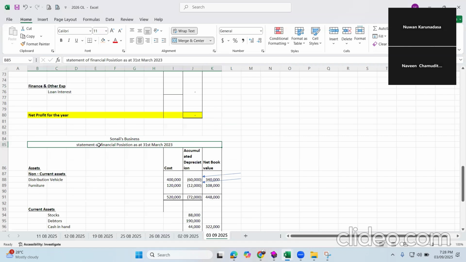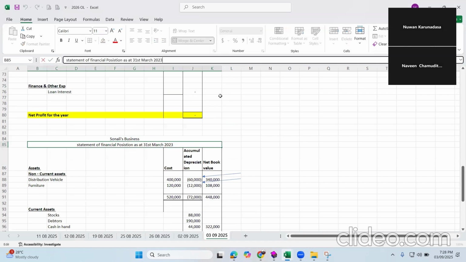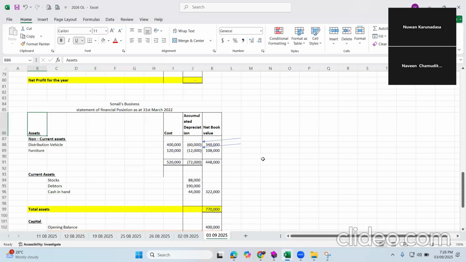Right, here Sonali's business statement of financial position as at 31st March 2022. Right, we'll clear and put the numbers.